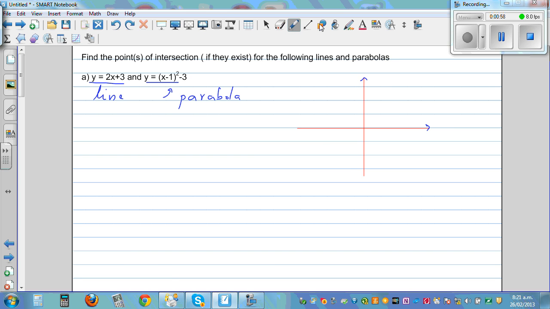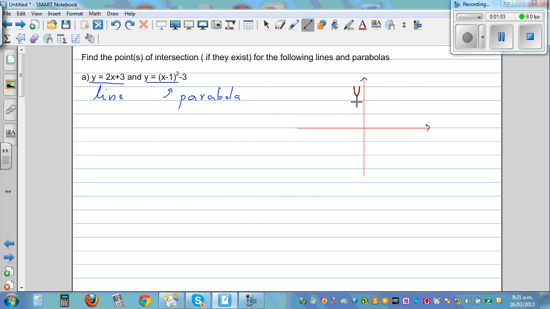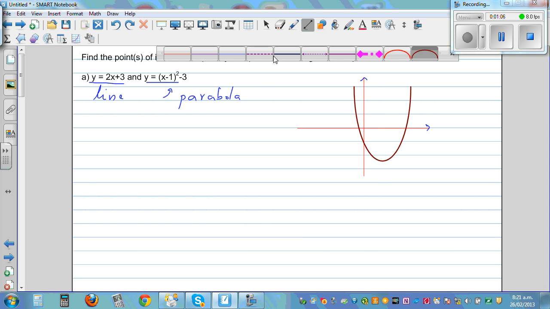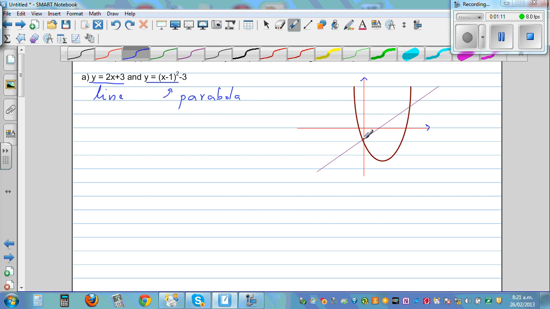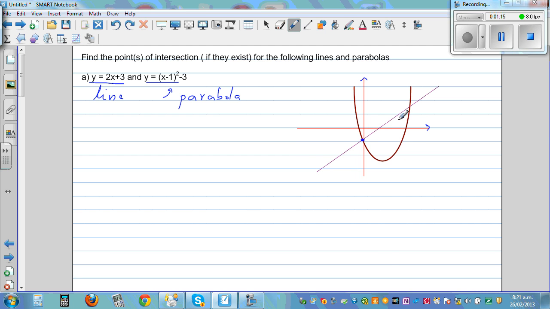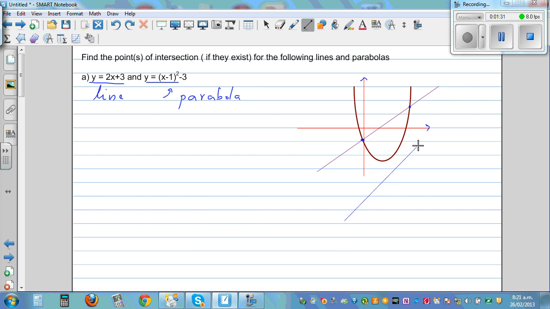So let me draw the parabola first. So this is a parabola, okay, and you've got a line. Here a line can intersect. Suppose in this case, this line is intersecting this parabola at two different points. The other possibility is you can have a line going somewhat like this, and this line is not intersecting this parabola.